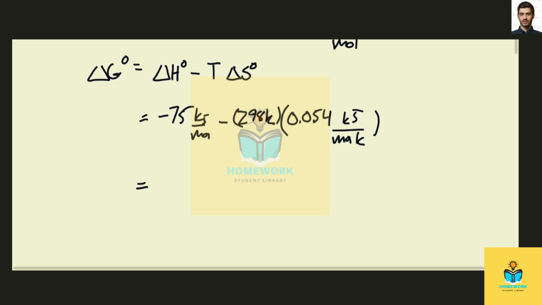Negative 75 minus 298 times 0.054, and I get negative 91.092 kilojoules per mole. That's delta G. All right, what are the next questions?